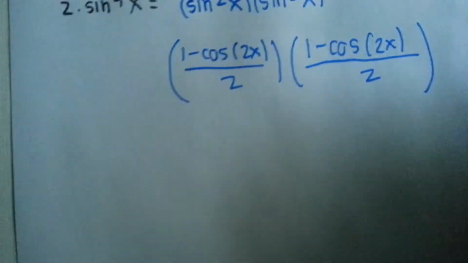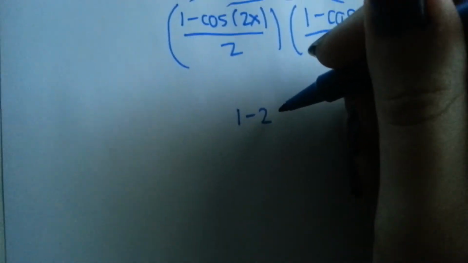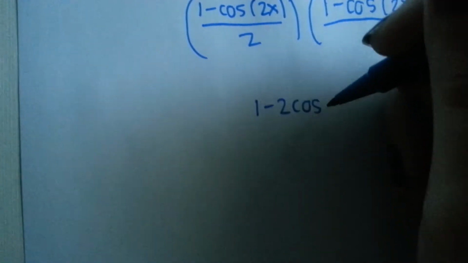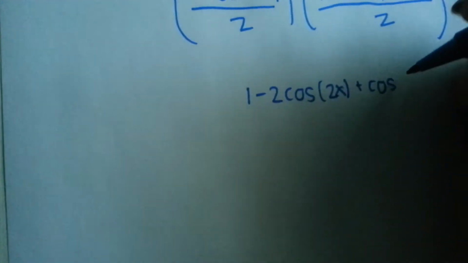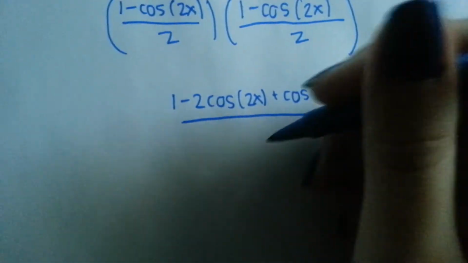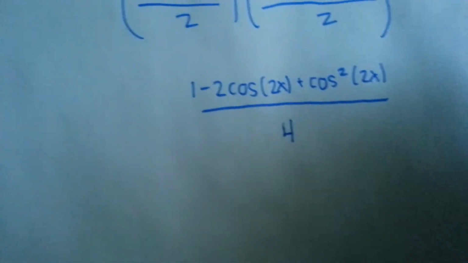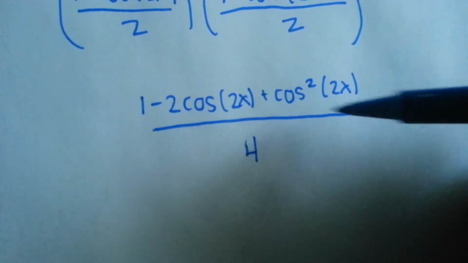Okay, so now we're going to FOIL this out. We're going to multiply the fractions in order to have a single fraction. So we're going to FOIL this out, and we're going to end up with 1 minus 2 cosine 2x plus cosine squared 2x, all over 4.